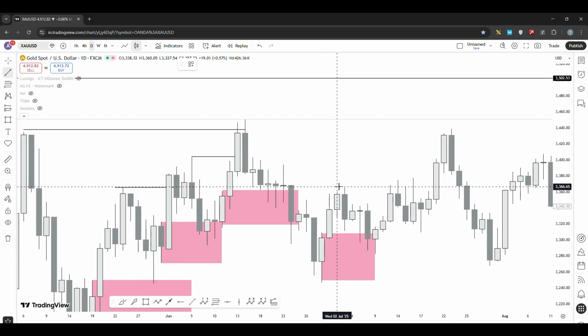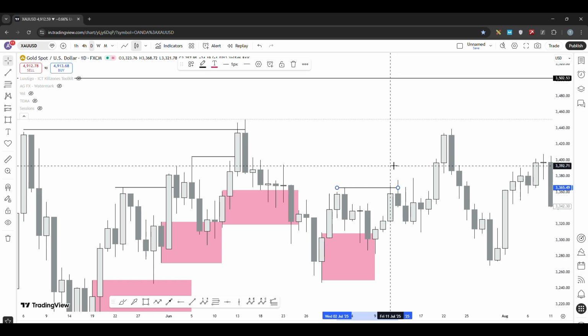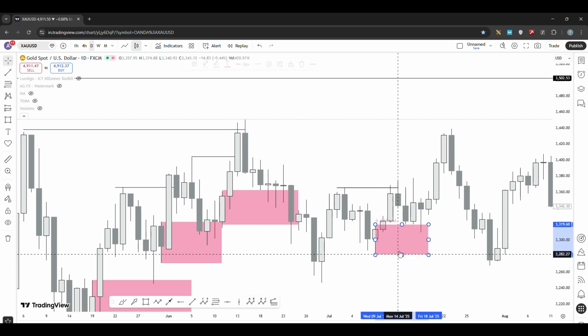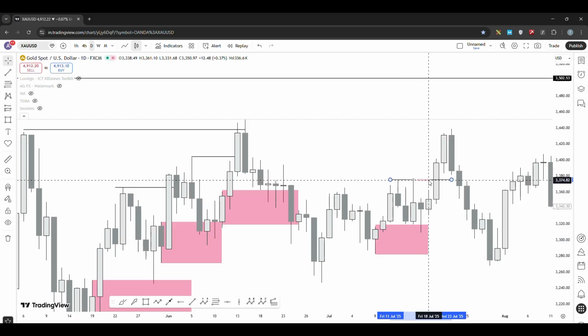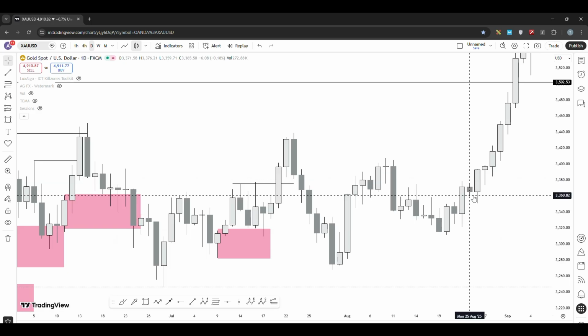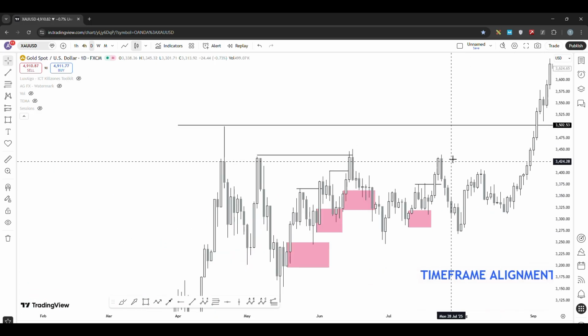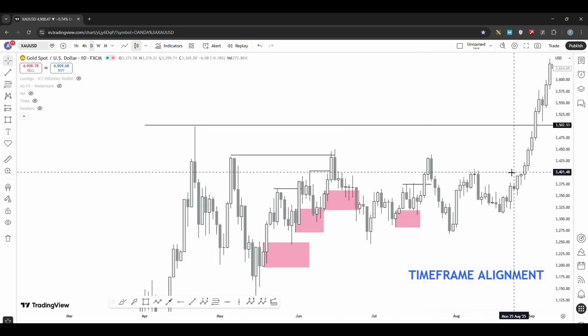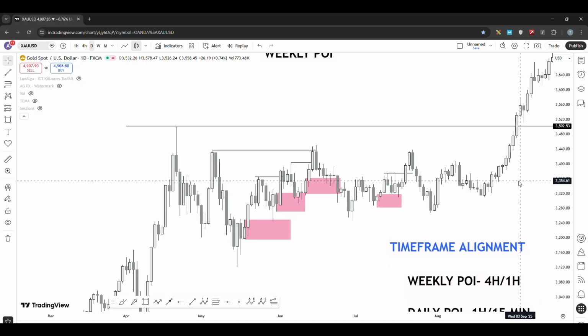Once again the daily liquidities would have been taken. Here also market took out the high. Here also you'd have a new POI in the daily. Market took out this high as well. So one by one you can target all of these highs. As long as market does not take out the extreme high, which is the weekly liquidity, you can go to the daily and look for more buying opportunities. Okay, so this is how to find the bias of a market.